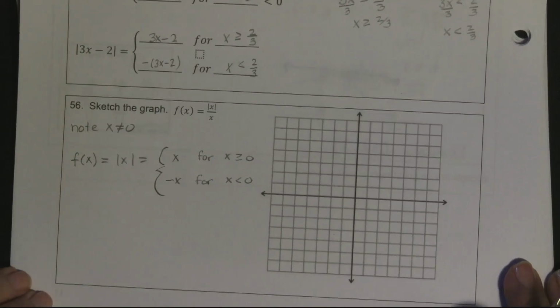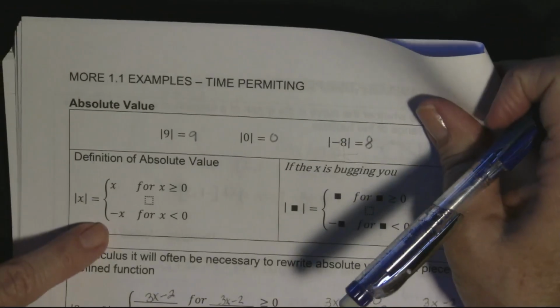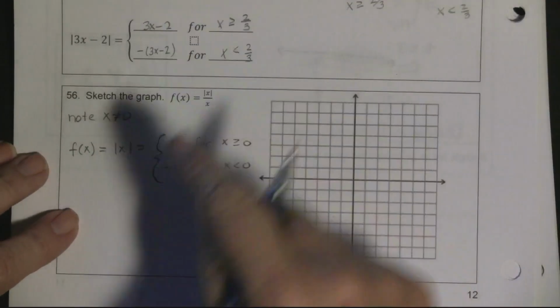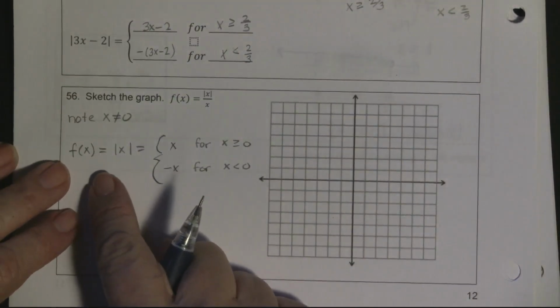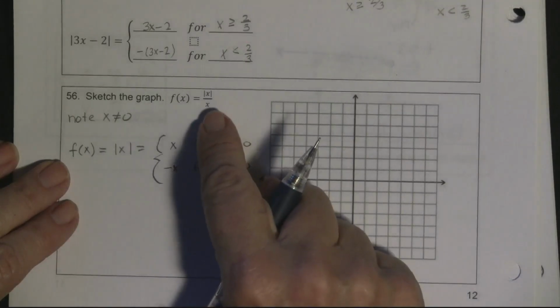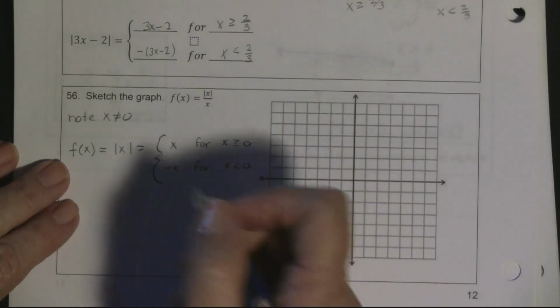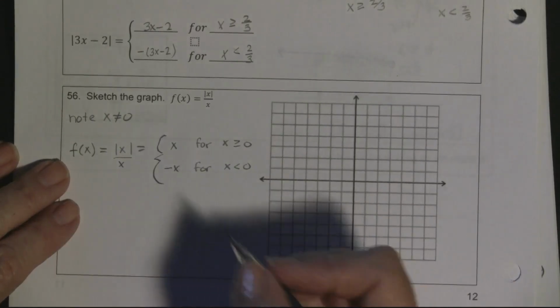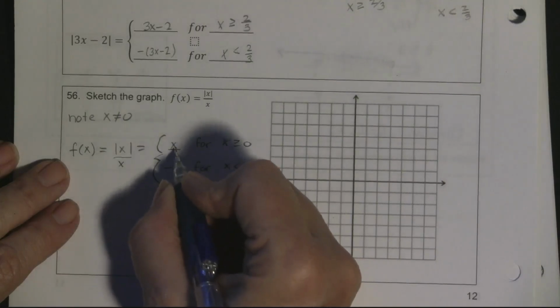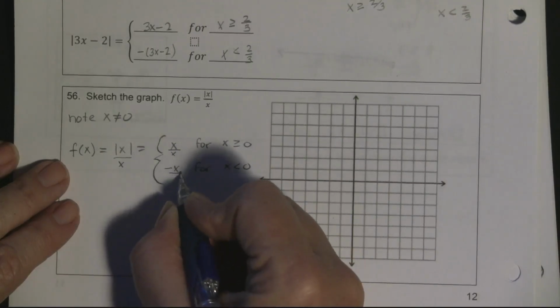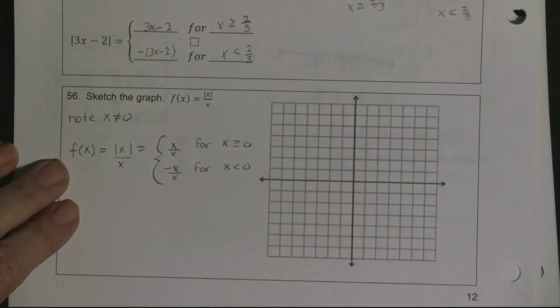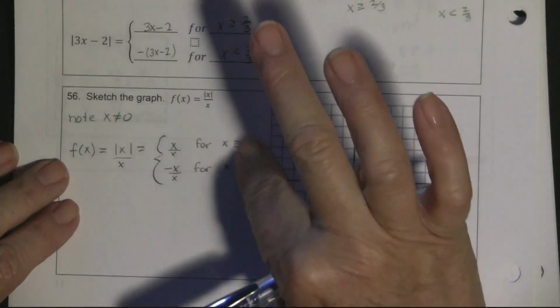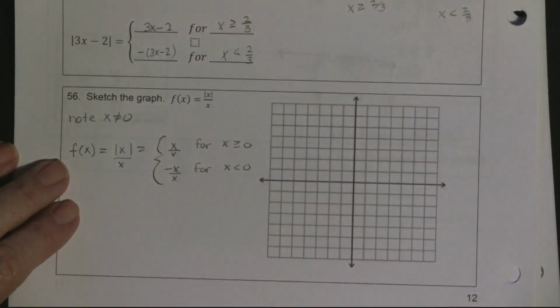Okay, so I just wrote that down directly from above, right? But our function had a divide by x. So I'm going to come right here and divide by x. You want to divide by x on both pieces. These conditions are the same: if x is greater than or equal to 0 and if x is less than 0.